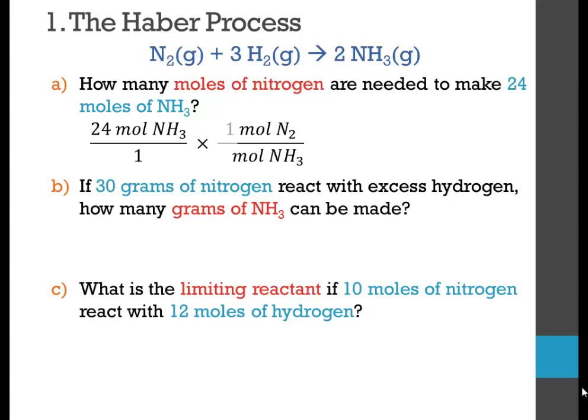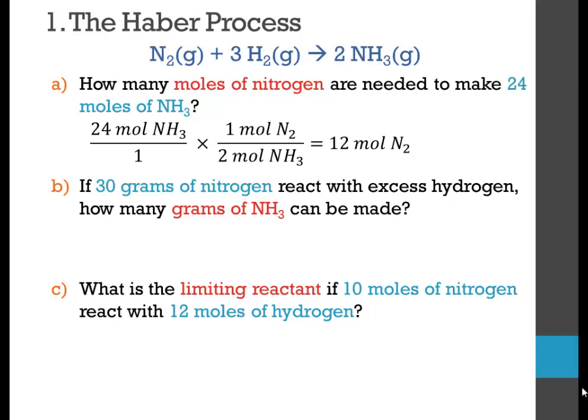So all I have to do is fill in my mole ratio. There is 1 mole of nitrogen for every 2 moles of ammonia. So that gives me 12 moles of nitrogen that are needed in order to make those 24 moles of ammonia. The next question, I'm given 30 grams of nitrogen, and I want to know how many grams of ammonia can be made.